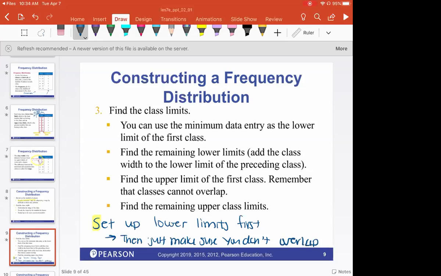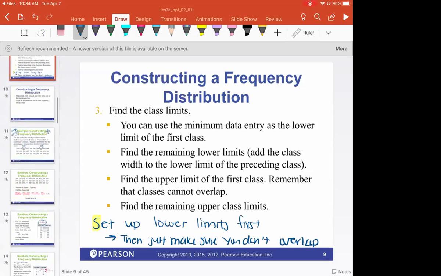And we'll see an example of this. And it works it out too, so you can just write your little side notes on the side.